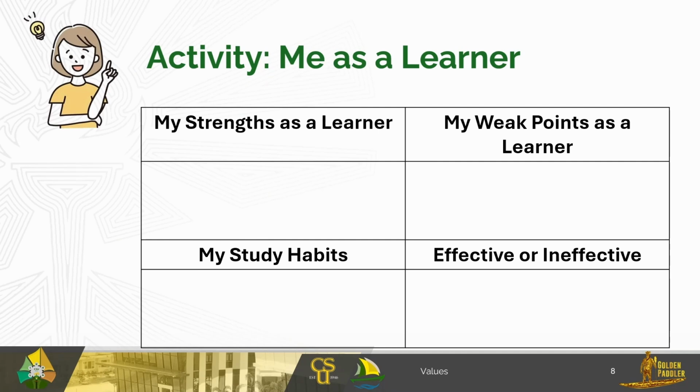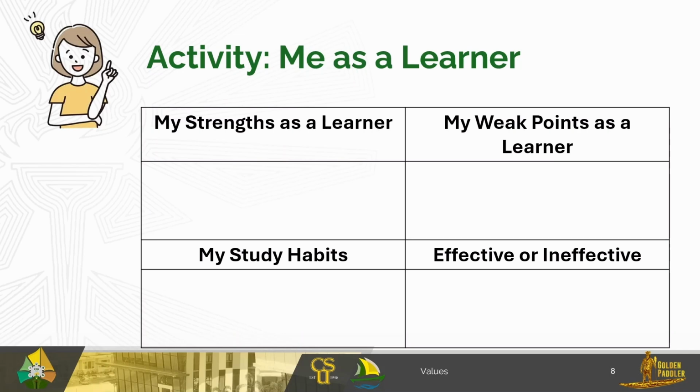So to end this session, I'd like you to work on this short activity. Fill out this table evaluating yourself as a learner. In the first box, identify your strengths as a learner. For example, are you good in numbers? Do you memorize fast? Next, identify your weak points as a learner. Here, you may write down things you feel you still need to improve. For example, you find it hard comprehending some words, or you feel sleepy whenever you read a book, among others.